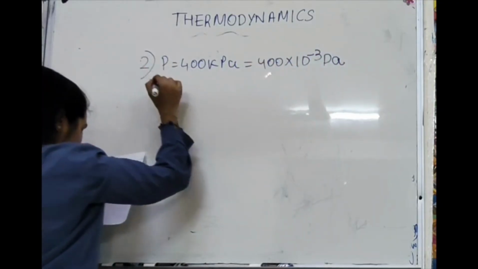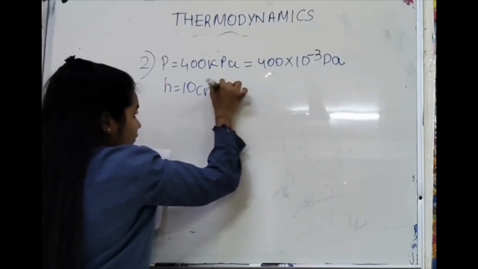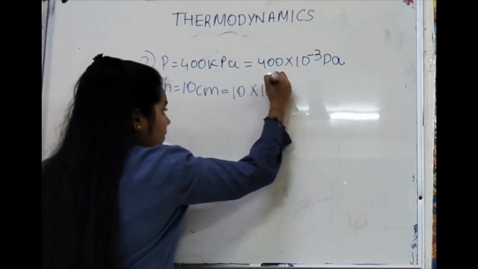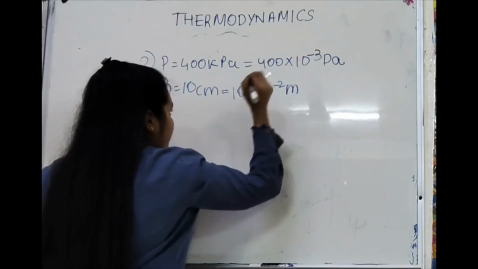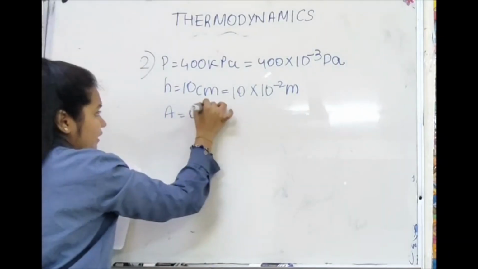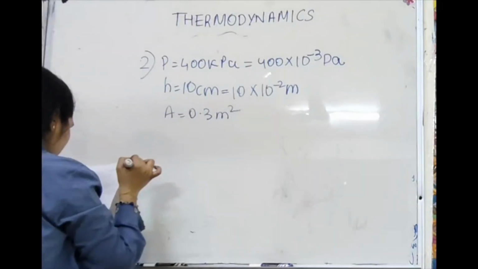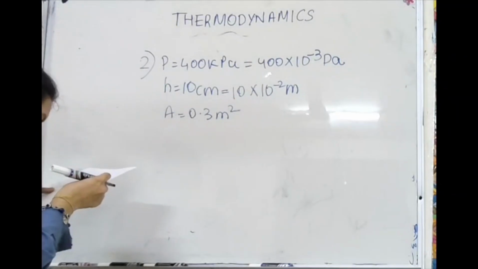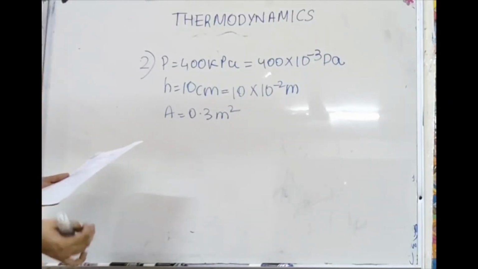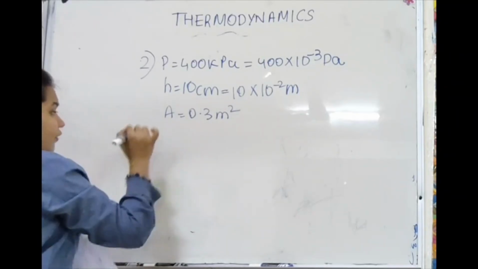Okay, next. Height is given as 10 centimeter. We have to convert into meter, which is 10 into 10 to the power minus 2 meter. Okay, next, area is 0.3 meter square. So that's all given. You have to find the work done in the process. So 4 options are given. Okay, let's write the formula.